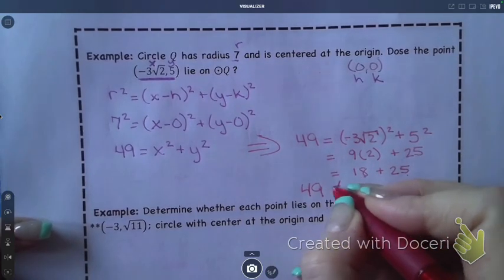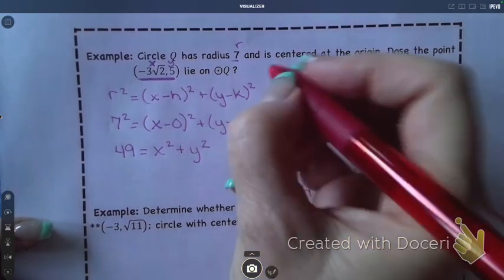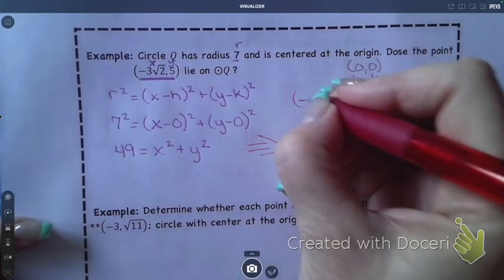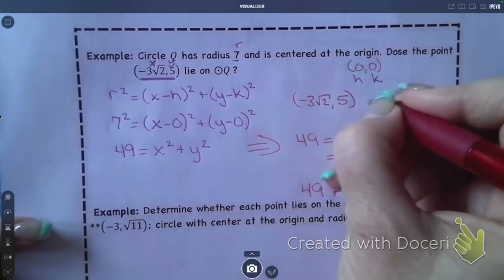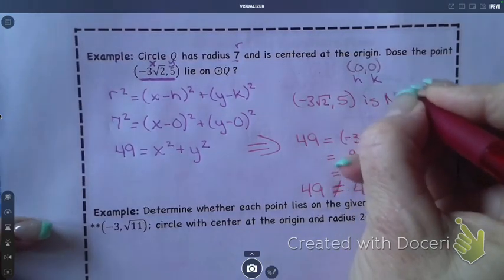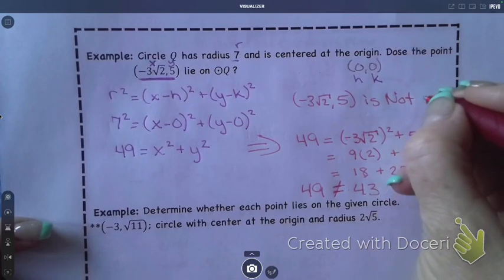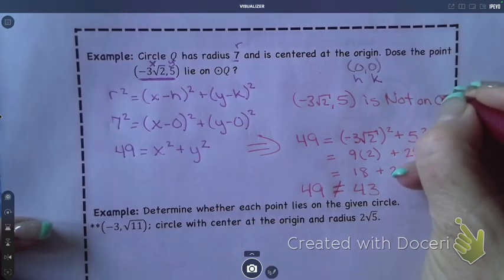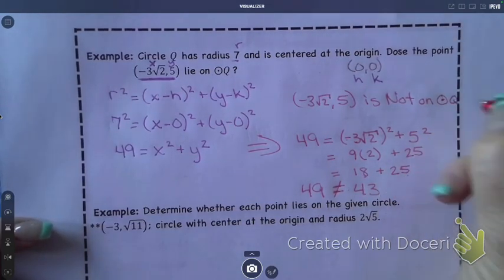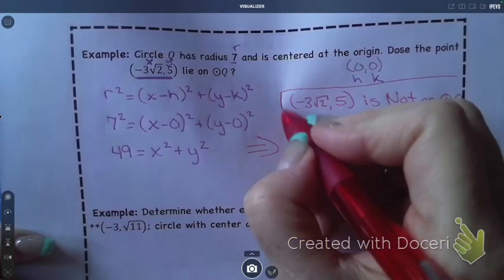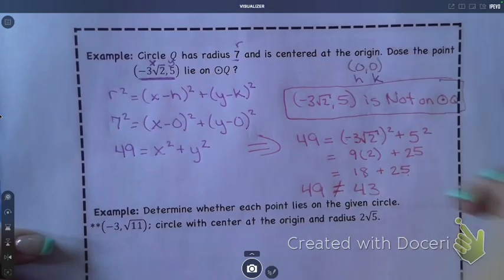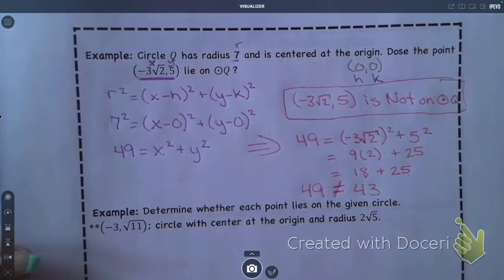So you cross it out and you say negative 3 square root of 2, 5 is not on circle Q. And that would be your answer. And all of this other stuff would be your work, wouldn't it? Tristan, head up.